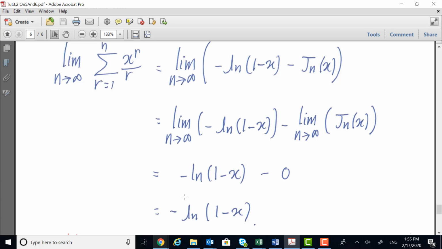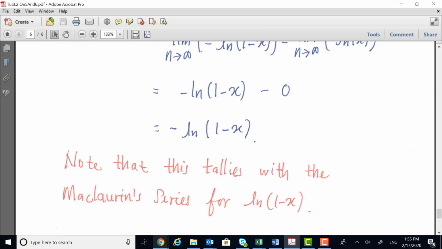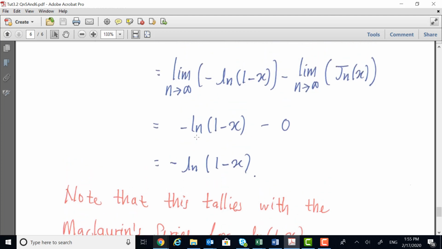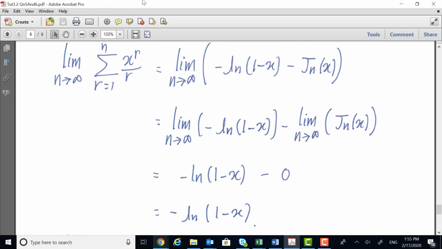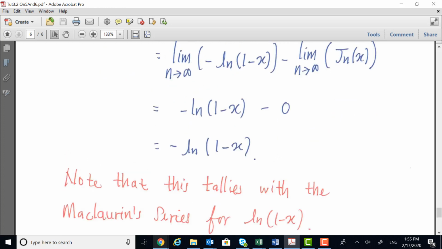I want you to notice that this tallies with the Maclaurin series for ln(1 minus x). You can try experimenting: put the Maclaurin series of ln(1 minus x) in here, and you find that it equals this summation. That is tutorial 3.2, questions 5 and 6.